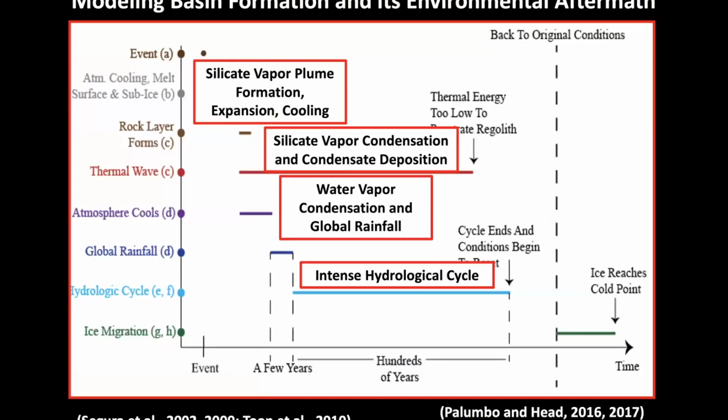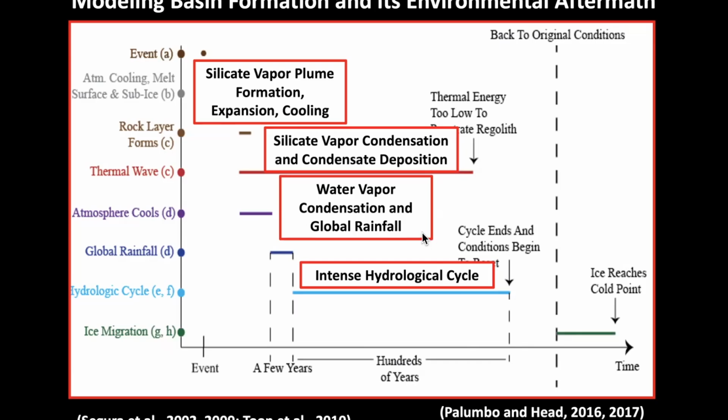Okay, so here's the model, basically summarized from follow-up work from Segura and Toon and these other authors, with Ashley and Martin Turbet. Here we have the event. You get a silicate vapor plume formation. It expands and cools as it condenses out. Water vapor then comes out of the atmosphere, condenses, and you get a global rainfall. This induces an intense hydrological cycle, and that's all over in a few hundred years. So these are major events.